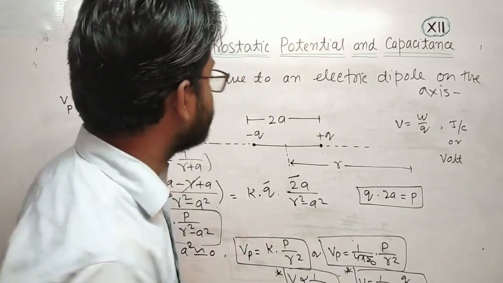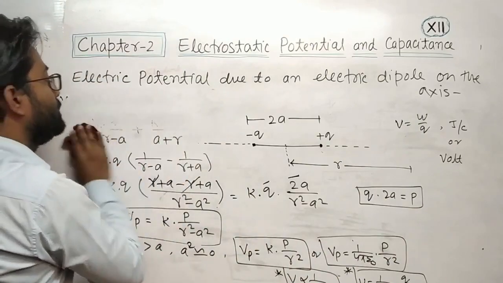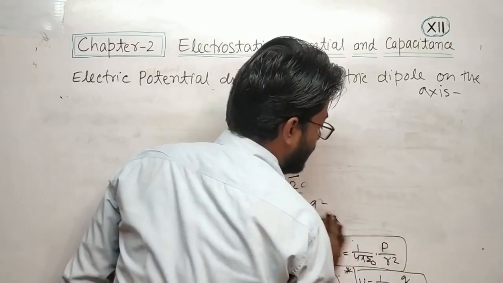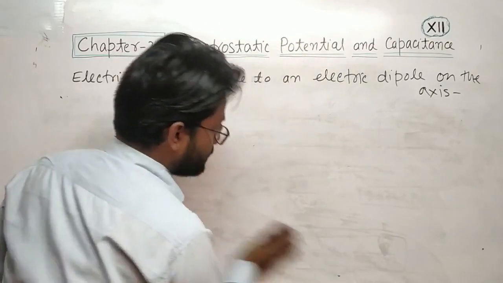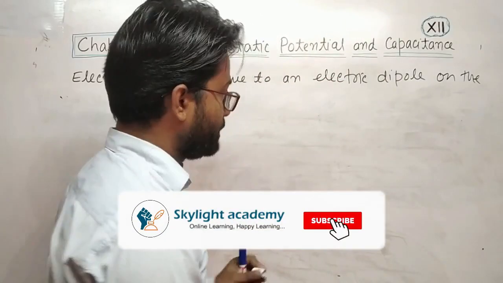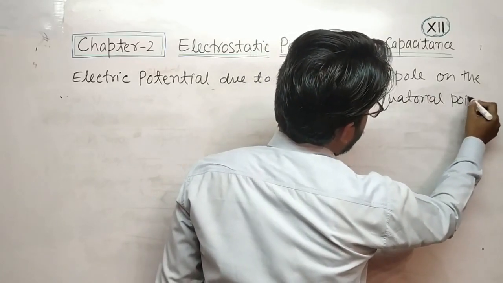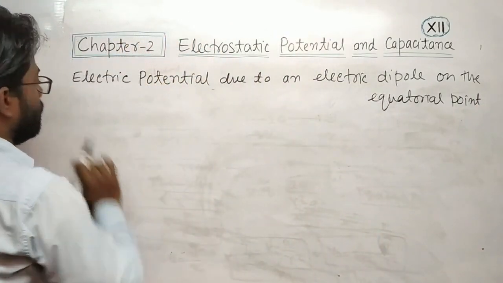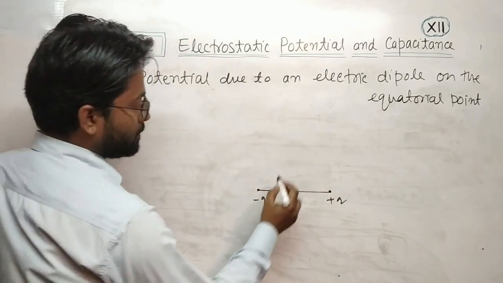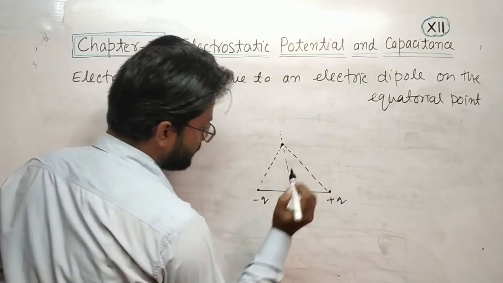Let us move to the next point, that is electric potential due to an electric dipole on the equatorial point. We need to calculate electric potential on the equatorial point. What will be the electric potential? Let us suppose this is minus Q, this is plus Q, and the equatorial point you may take here, this point.